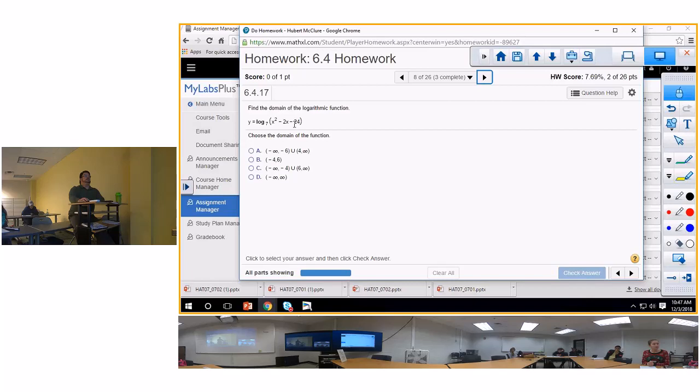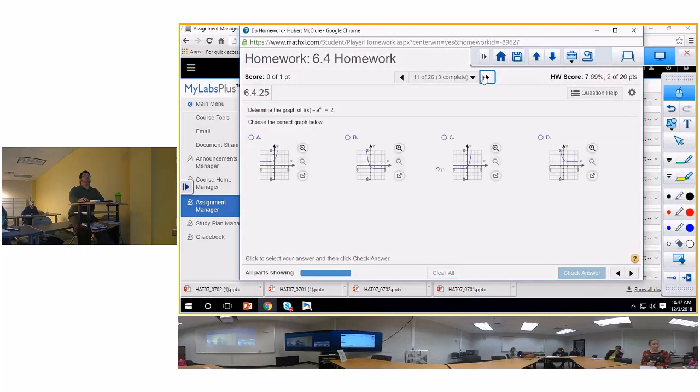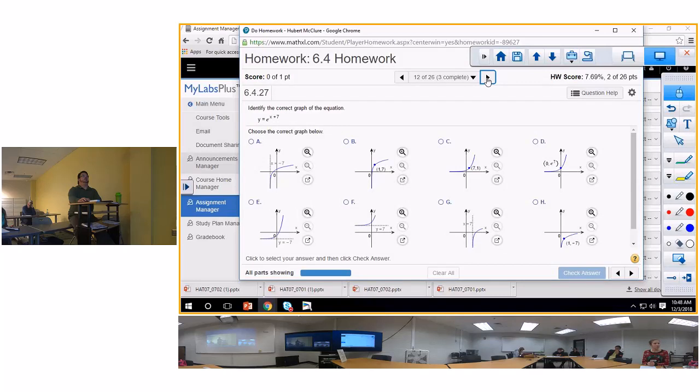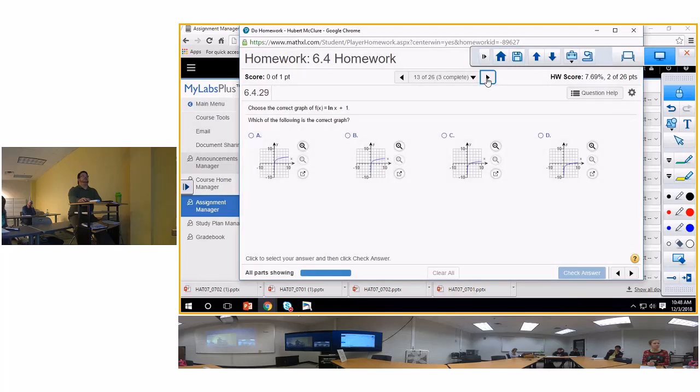Set that equal to what? 0. Set that equal to 0. Set that equal to 0. Okay, so these are the ones, you should be able to do that in the calculator. Calculator, then match it up. Calculator, find which one it is. Calculator.